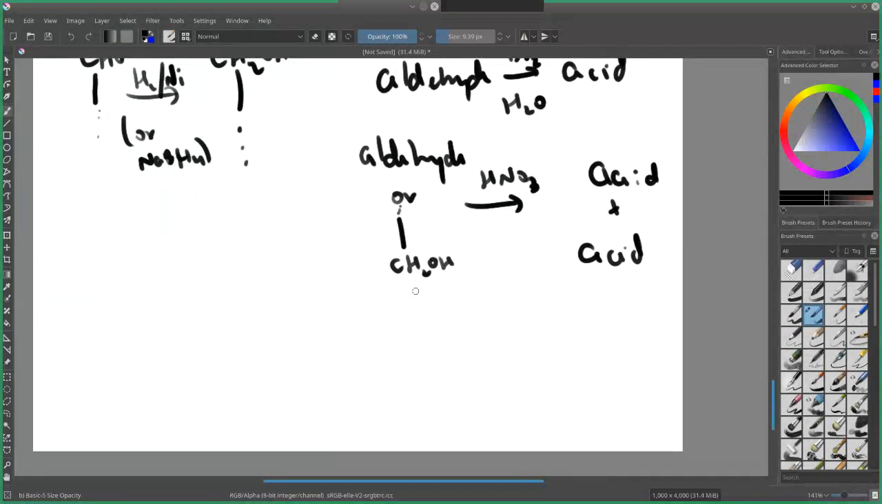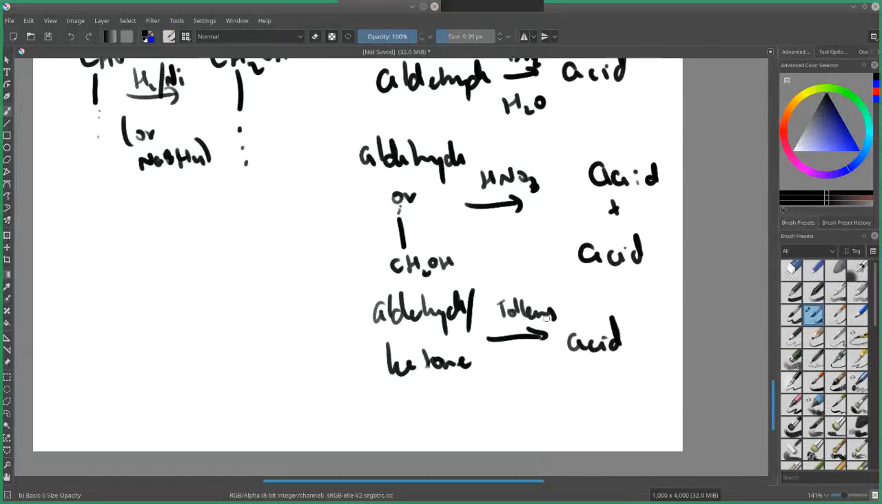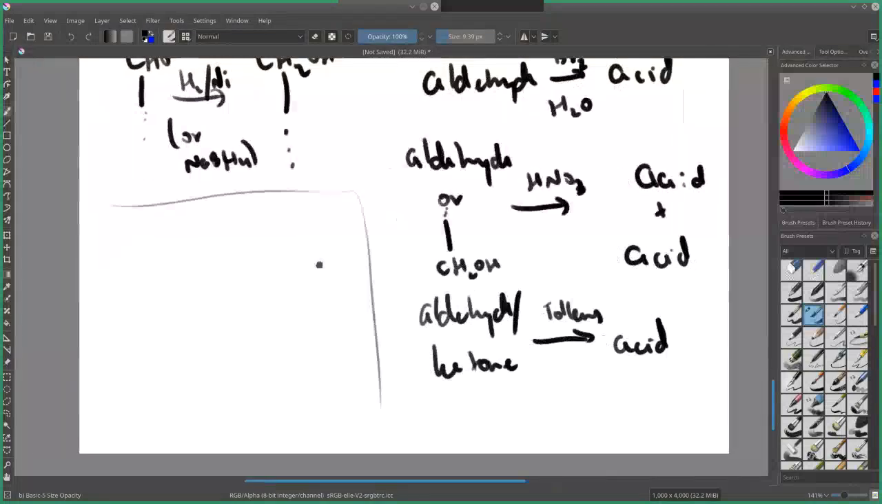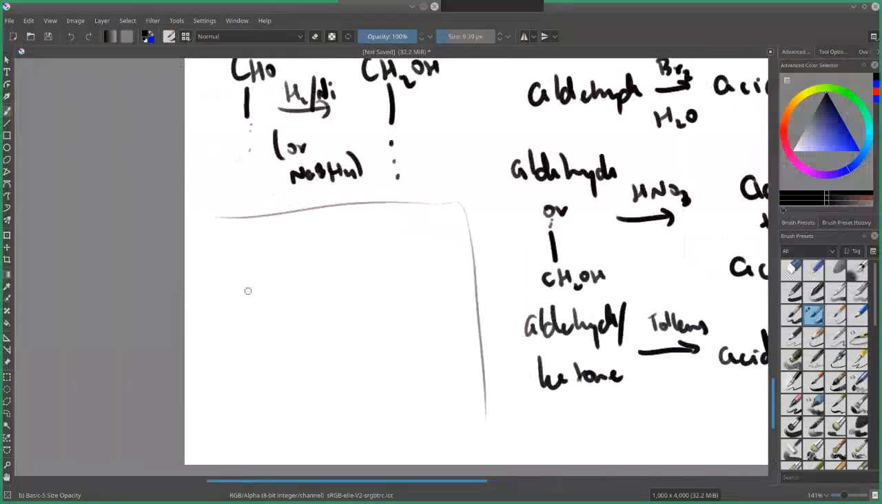And let's see. You can also take an aldehyde or a ketone and do this Tollens test, and it will turn either one of those two into an acid. So this is kind of your way of identifying if you have an aldehyde or a ketone in your sugar, right? And then let's see. There's one more reaction, which is the Ruff degradation.